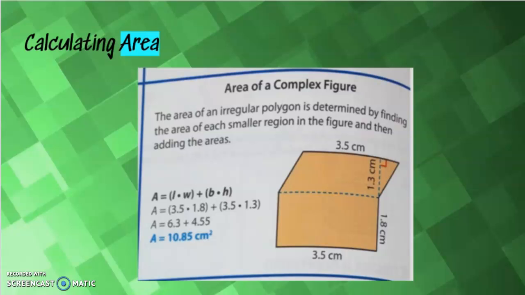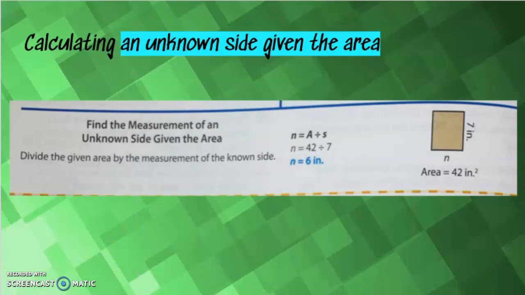Now moving on to a more complex figure. How do you think you will calculate an area for this figure? Exactly. You're going to be calculating the area of each shape individually and then adding them together. That's why the formula here is length times width, that's one area, plus base times height, the area of this parallelogram. So first you find the area of this rectangle by multiplying these two numbers. And then you find the area of this parallelogram by multiplying the base and height. And then you add them together to get the answer. We'll be practicing this in our textbook, of course.